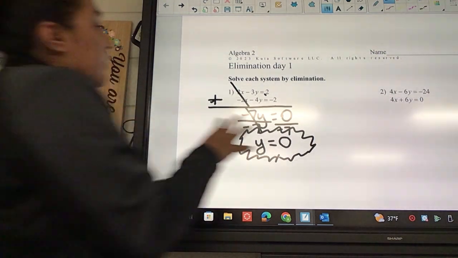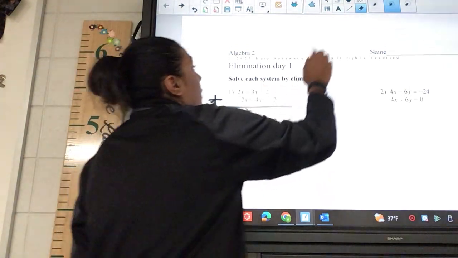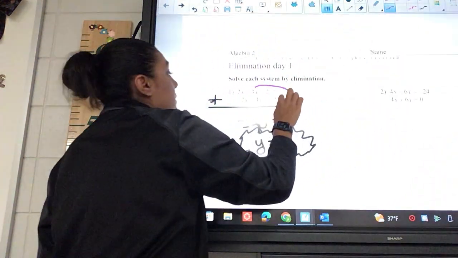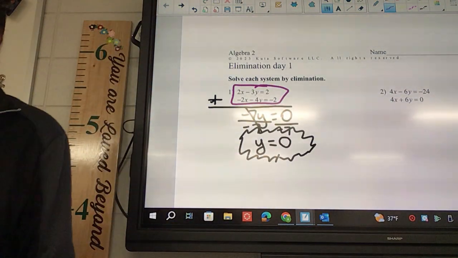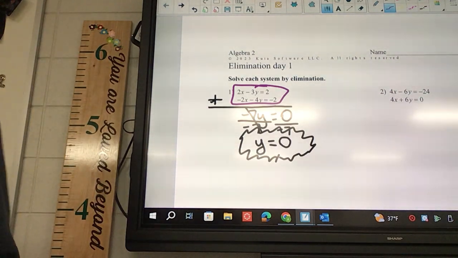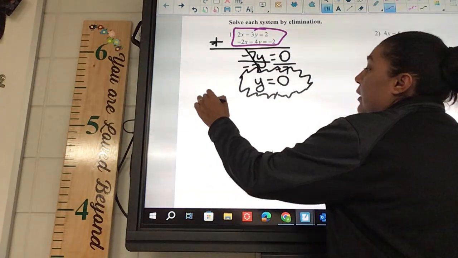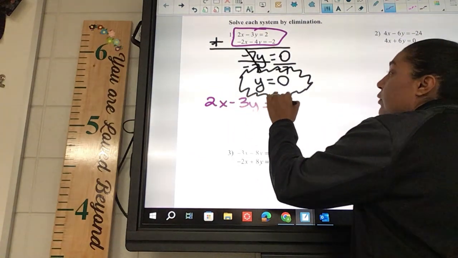Now you're going to take one of your original equations, and I'm going to erase this so we can see a little bit. By original equations, I mean one of these. It doesn't matter which one you pick. So equation 1 or equation 2, what would you like to use? Equation 1. So write down equation 1 on your paper: 2x minus 3y equals 2.